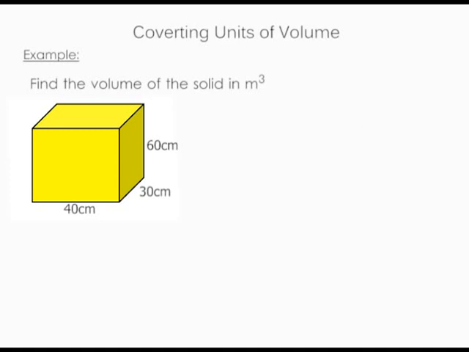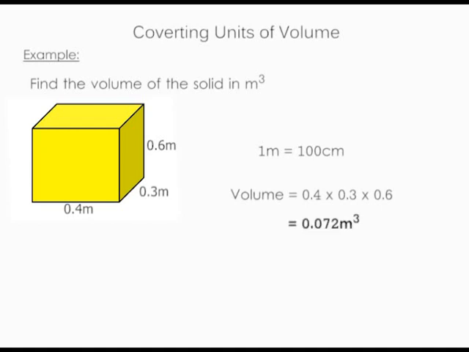Alternatively, we could convert the lengths into meters first. We know that 1 meter is equivalent to 100 centimeters. And so we have 40 over 100 is equivalent to 0.4 meters. 30 over 100 is equal to 0.3 meters. And 60 over 100 is equal to 0.6 meters. And so volume is equal to 0.4 times 0.3 times 0.6, which gives us the same answer, 0.072 cubic meters.